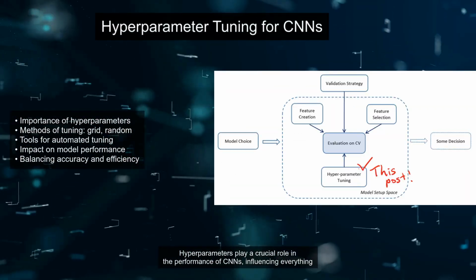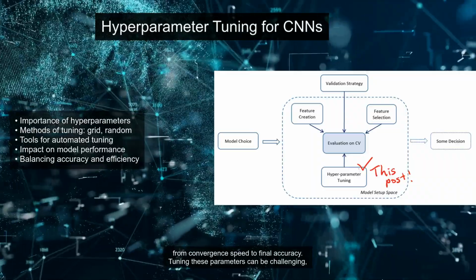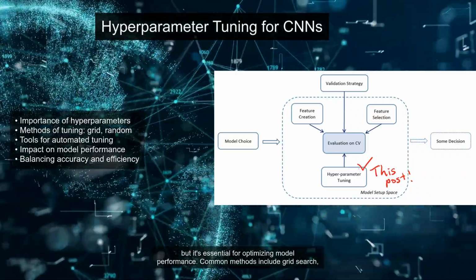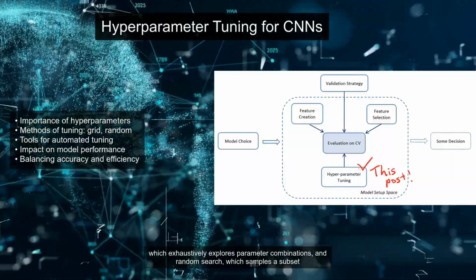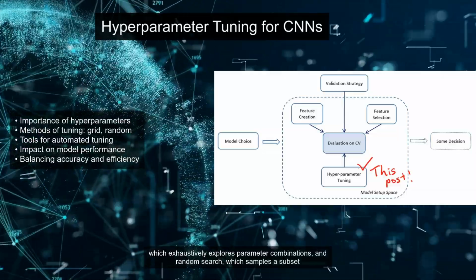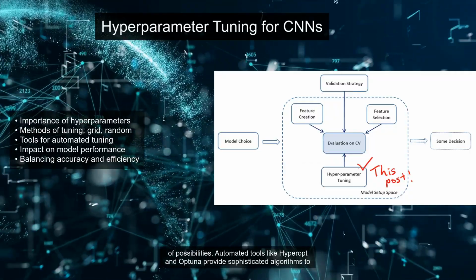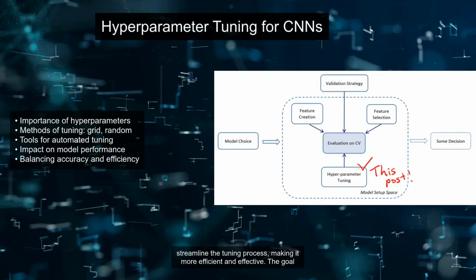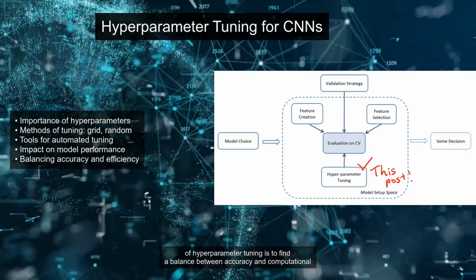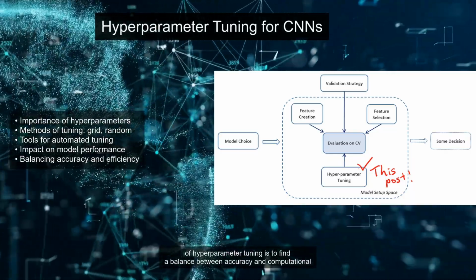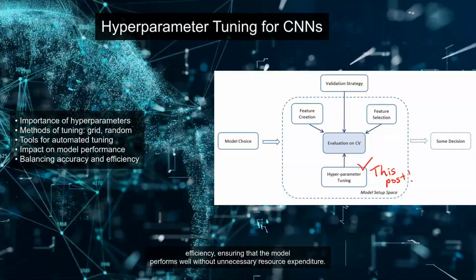Hyperparameters play a crucial role in the performance of CNNs, influencing everything from convergence speed to final accuracy. Tuning these parameters can be challenging, but it's essential for optimizing model performance. Common methods include grid search, which exhaustively explores parameter combinations, and random search, which samples a subset of possibilities. Automated tools like HyperOpt and Optuna provide sophisticated algorithms to streamline the tuning process, making it more efficient and effective. The goal of hyperparameter tuning is to find a balance between accuracy and computational efficiency, ensuring that the model performs well without unnecessary resource expenditure.